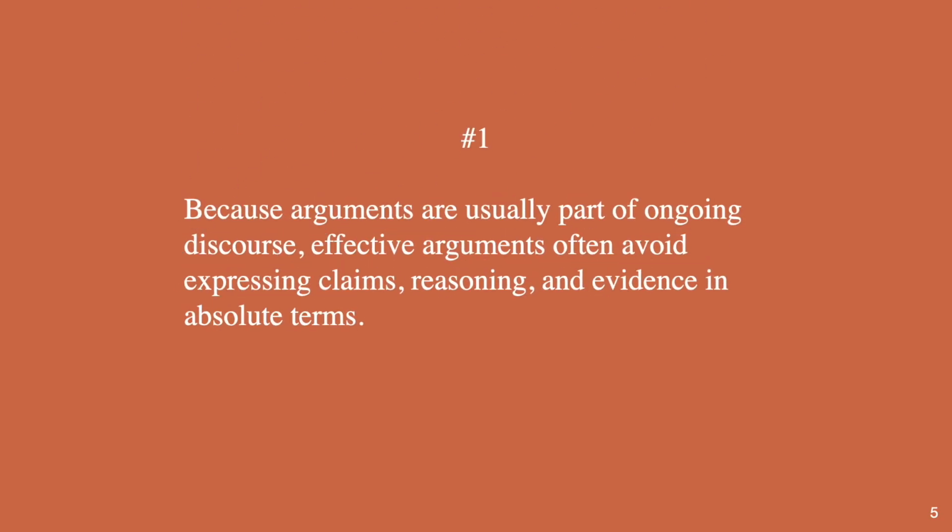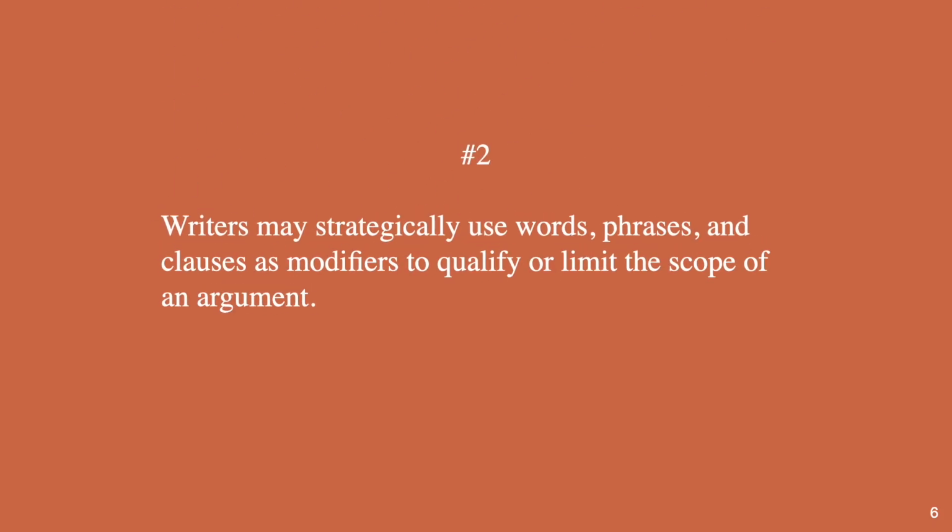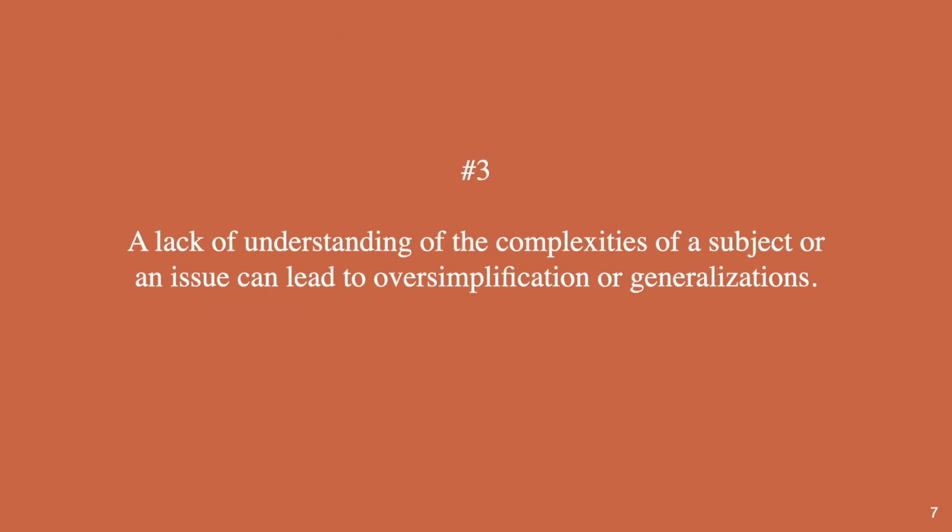Essential knowledge number 1. Because arguments are usually part of ongoing discourse, effective arguments often avoid expressing claims, reasoning, and evidence in absolute terms. Essential knowledge number 2. Writers may strategically use words, phrases, and clauses as modifiers to qualify or limit the scope of an argument. Essential knowledge number 3. A lack of understanding of the complexities of a subject or an issue can lead to oversimplification or generalizations.